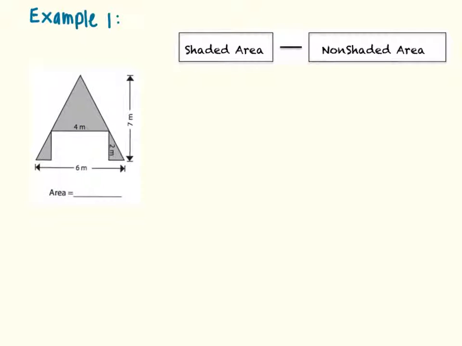The first example we're going to look at is going to deal with the shaded area, and we're going to end up subtracting the non-shaded area, or the space that's been cut out and is no longer there. The first step we're going to do is identify the shape. If you look at the overall outline of what used to be shaded, this would be a triangle, and I'm finding the area of it.